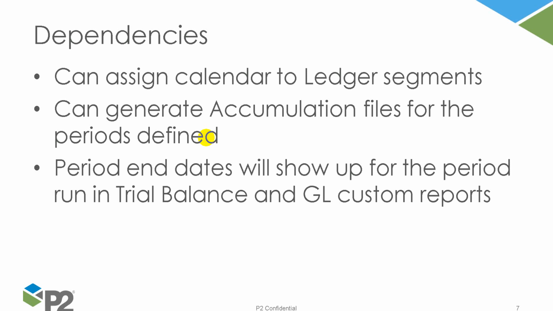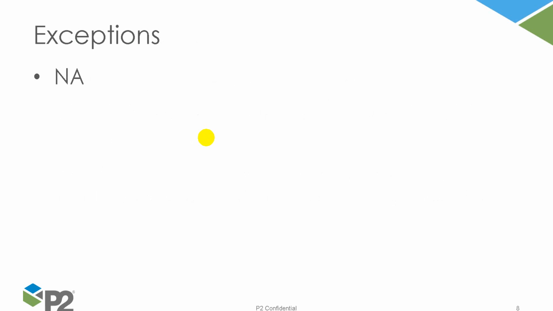We can also generate the accumulation files for the periods defined. So we can go ahead and select our ledger and then run a process that will create the accumulation files for the 13 periods that we have set in that calendar. And also the period end dates that we provided, when we run a trial balance for a segment for which this calendar has been associated, then that period end date will appear in the header of the report, depending on the period we're running the report for. There are no exceptions to this. Usually this calendar needs to be set up, at least for when we are first setting up the system.